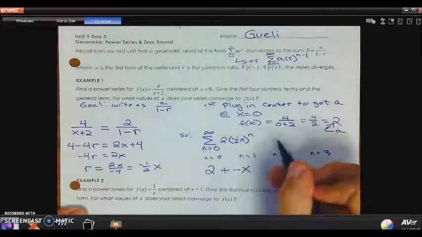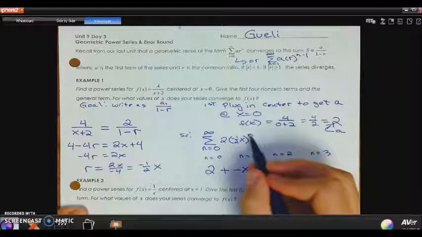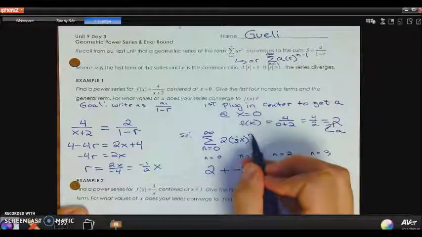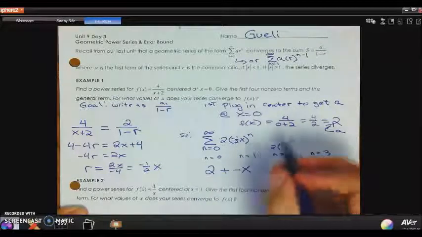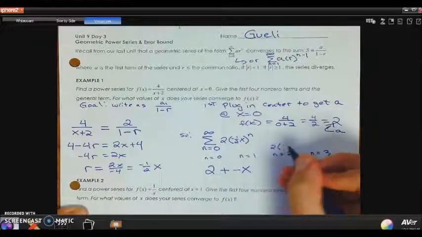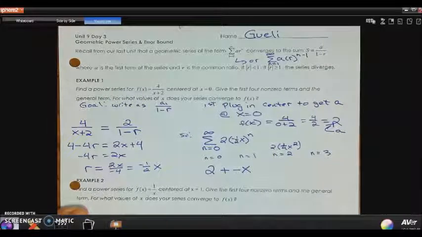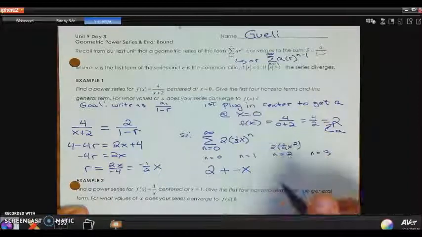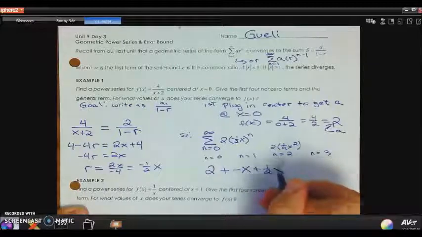Plug in n equals 2. If you need to do a little scratch work, when n equals 2, be careful. It's going to be this thing squared. So that squared has to go to both pieces, so it'll be a 4th x squared. Okay, that's my scratch work. Now this 2 and the 4 will cancel, so that'll be a half. So plus 1/2 x squared.